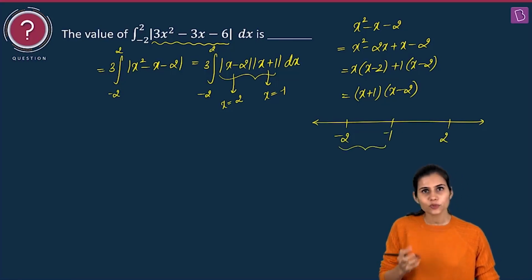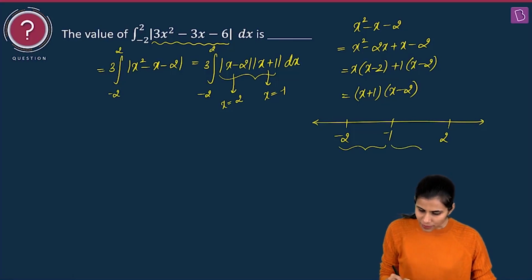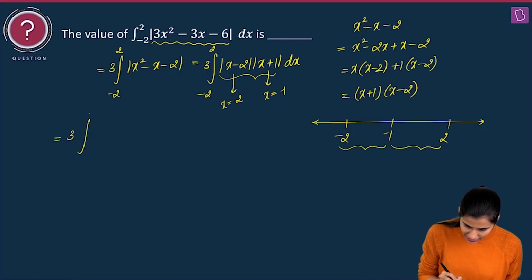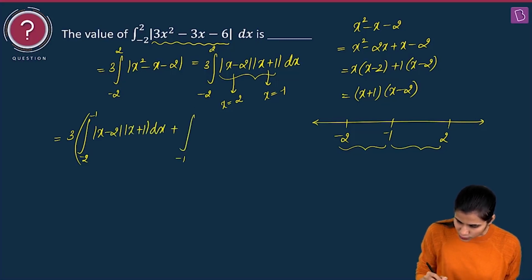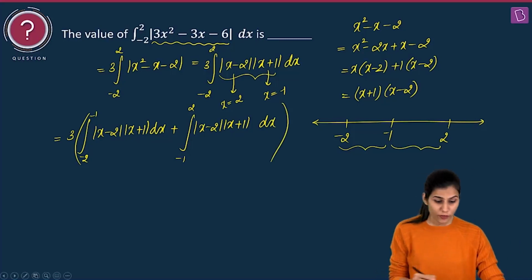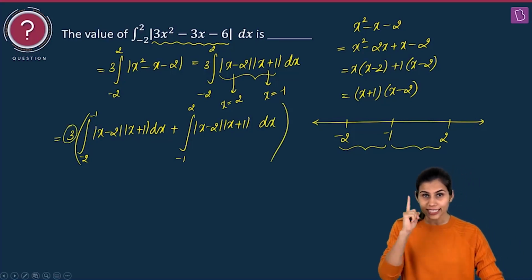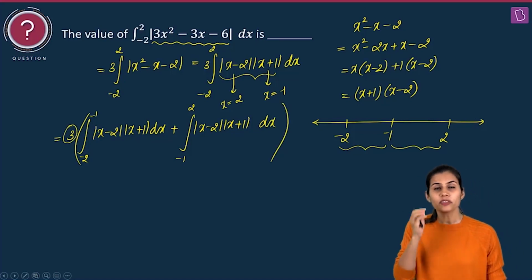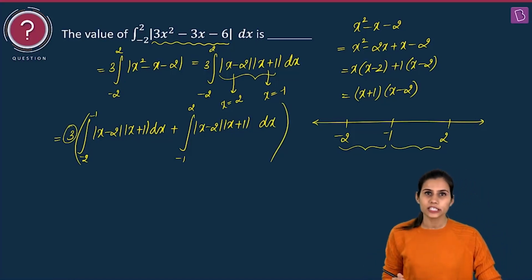From minus 2 to minus 1, I will put one integral, plus minus 1 to 2 will be the other integral. So I am going to write this as 3 times integral minus 2 to minus 1 of mod of x minus 2 into mod of x plus 1 dx plus integral of minus 1 to 2 mod of x minus 2 into mod of x plus 1 dx. Don't forget this 3, okay? Keep this intact. Alright, now what about the behavior of the mod expressions in each of these intervals?